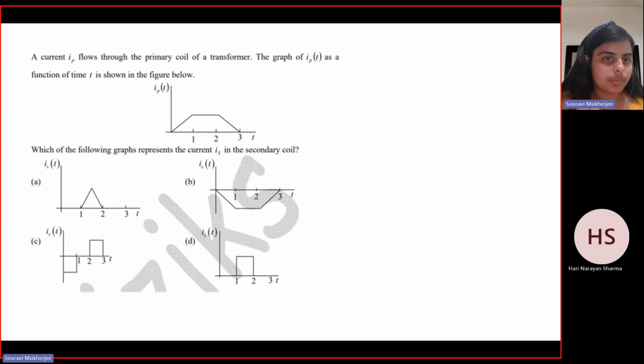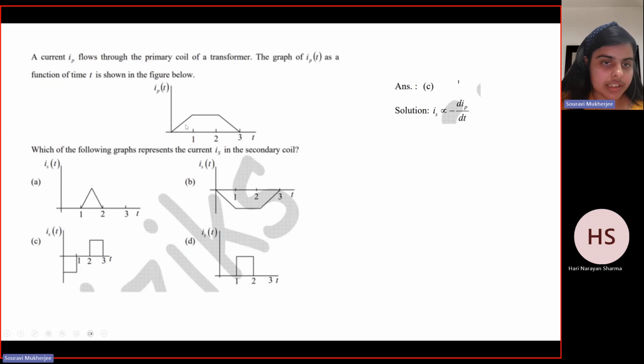Here you have to remember what results in the current in the secondary coil. It's the change in flux linked from the primary coil to the secondary coil. What is causing the change in flux? It is the change in the current in the primary coil. So the current in the secondary coil is linked to the change in current in the primary coil. So IS, the current in the secondary coil, is proportional to minus dIP/dt. The minus comes because of Lenz's law.